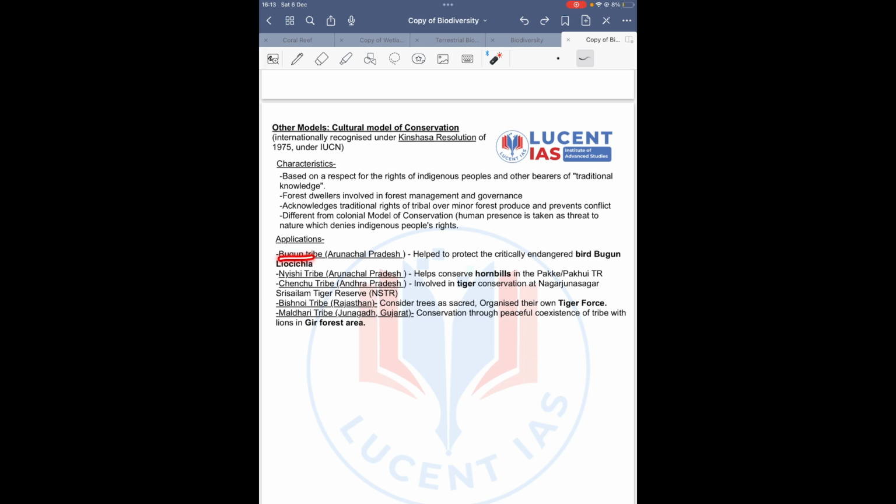For example, the Bugun tribe in Arunachal Pradesh helped to protect the critically endangered bird Bugun liocichla. Then the Nishi tribe helped in the conservation of hornbills in Pakke Tiger Reserve. The Chenchu tribe in Andhra Pradesh is involved in tiger conservation in Nagarjunsagar Srisailam Tiger Reserve. The Bishnoi tribe considered trees as sacred and organized their own tiger force. Then the Maldhari tribe in Gujarat conserves through peaceful coexistence with lions in the Gir forest area. Clear?